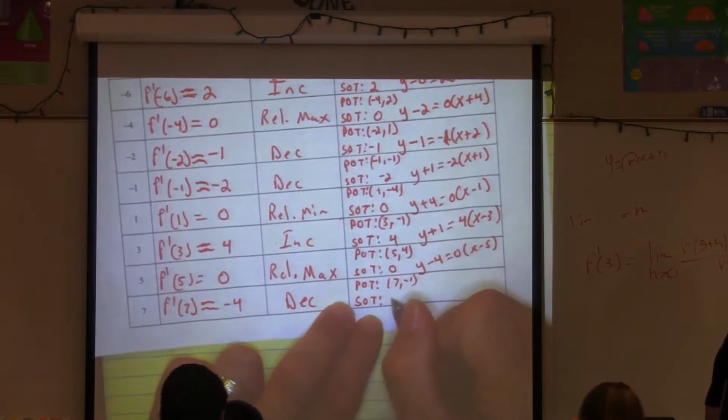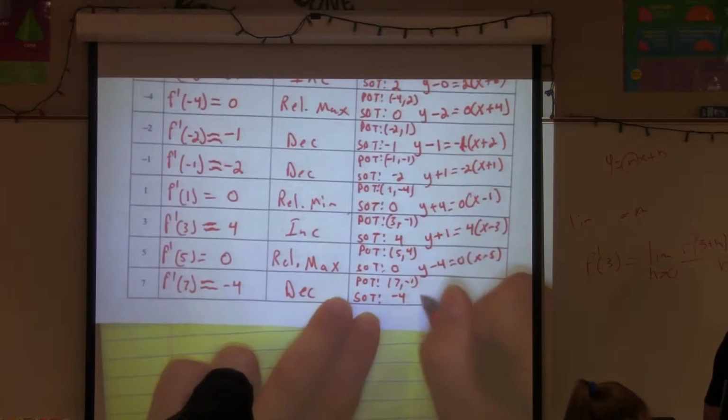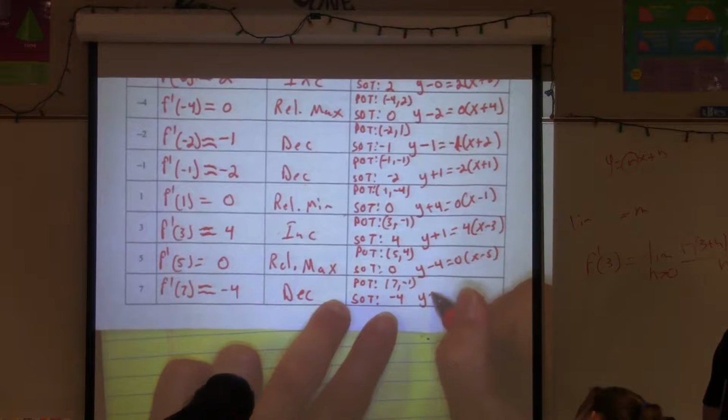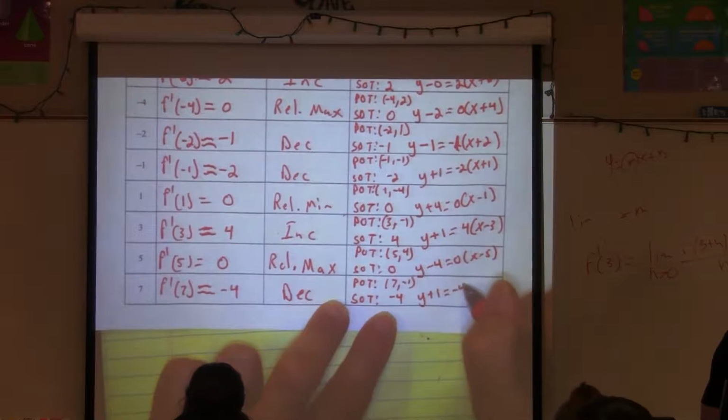So what would be my point here? 7, negative 1. My slope we said was negative 4 approximately. So my equation is y plus 1 equals negative 4 times x minus 7.